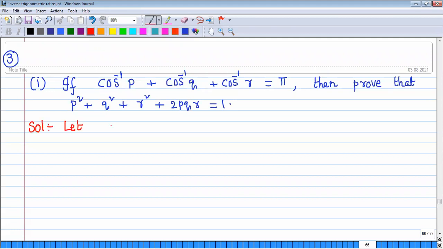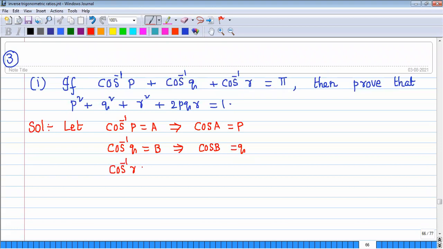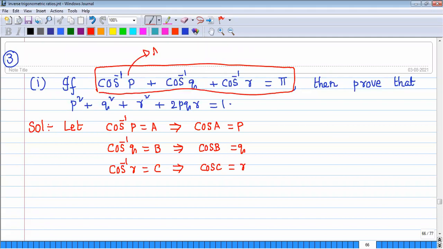So let us say cos inverse P equals A. That implies cos A equals P. Cos inverse Q equals B, so cos B equals Q. Cos inverse R equals C, so cos C equals R. As for the given condition, this is A, this is B, this is C. So we have A plus B plus C equal to 180 degrees.